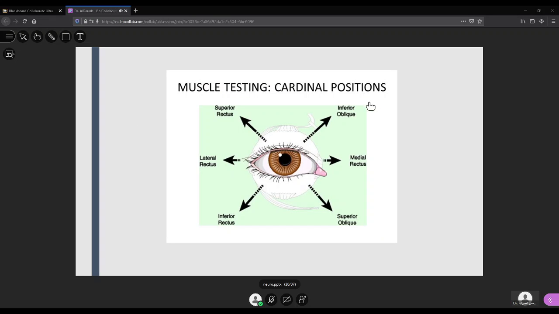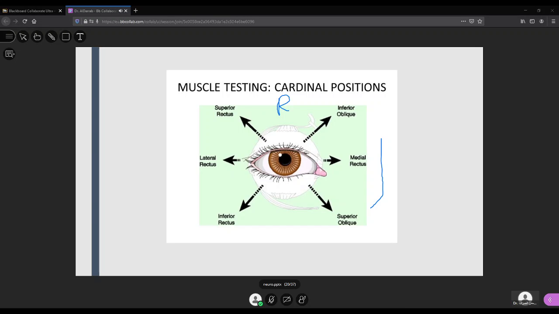This is the muscle test. This is the left eye. We always say look for the insertion. So which eye is this? This is the right eye. You can know this from the caruncle; the left eye has the nose here. Okay, so this is the right eye.